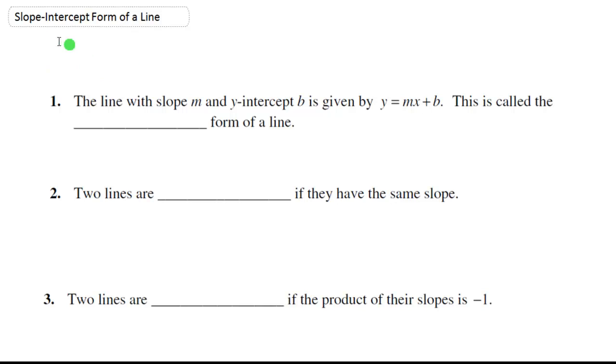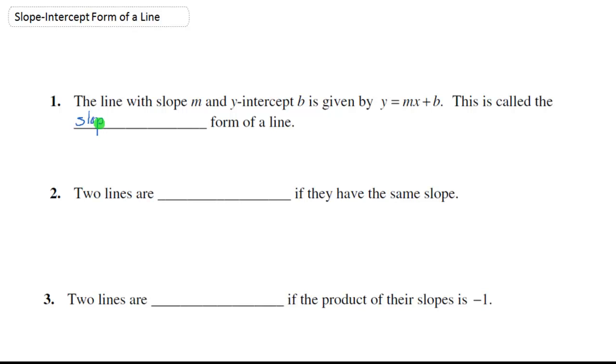In this video, we're going to talk about the slope-intercept form of a line and also about parallel and perpendicular lines. Now, the slope-intercept form of a line is given by y equals mx plus b, where m, the coefficient of x, is the slope of the line and b is the y-intercept.